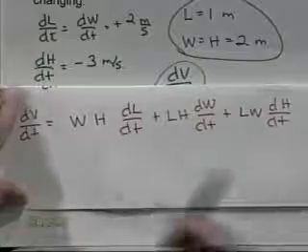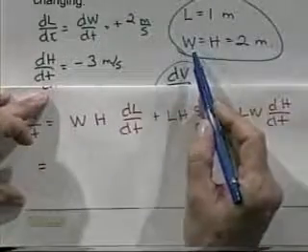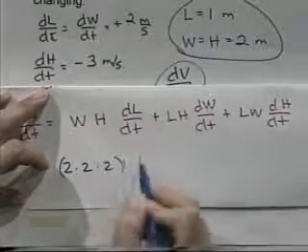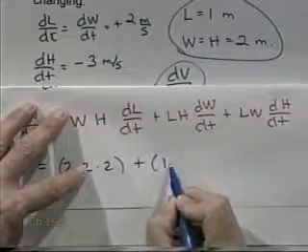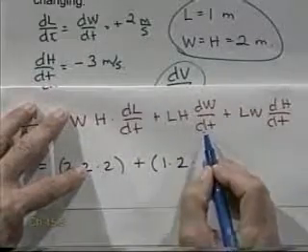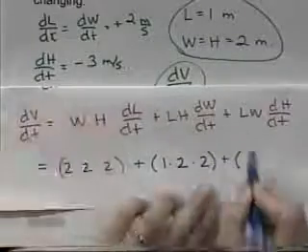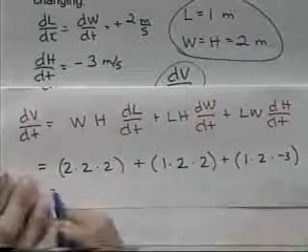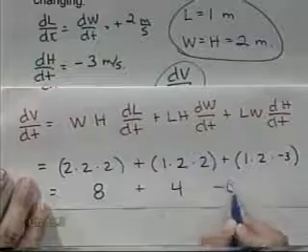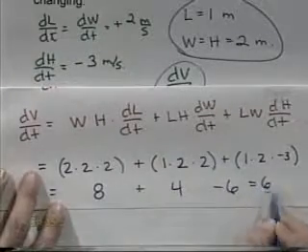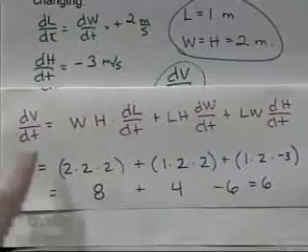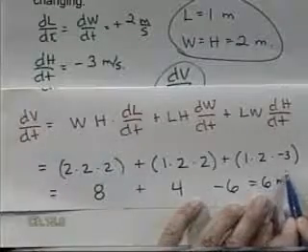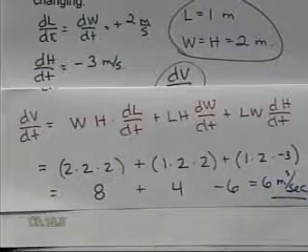So let's see. Plugging this in, I get W times H. So that's 2 times dL/dt is 2. Plus L times H. L is 1, H is 2, dW/dt is 2. Plus L is 1, W is 2, and dH/dt is a negative 3. So it looks like I have an 8 plus 4 minus 6. Well, 8 and 4 is 12, minus 6 is 6. It's important to give the units, though. It's how volume is changing with respect to time. We measured our distance in meters, so volume would be cubic meters per second.